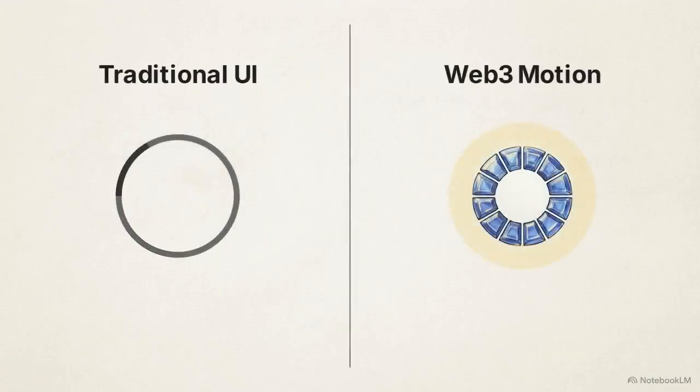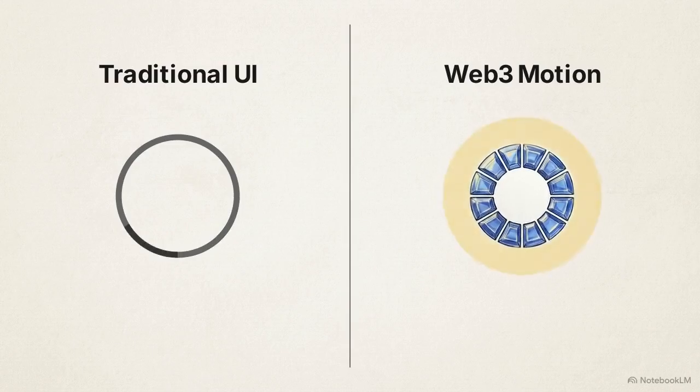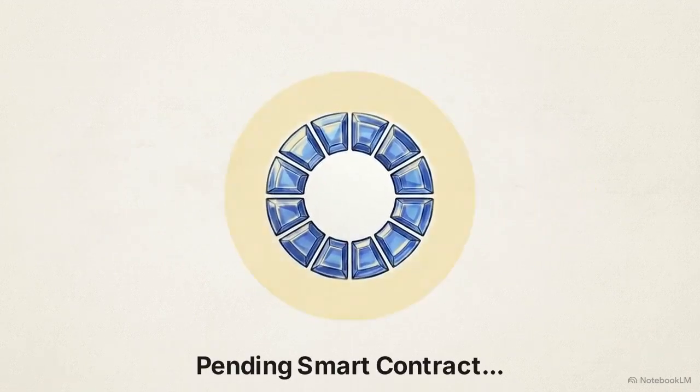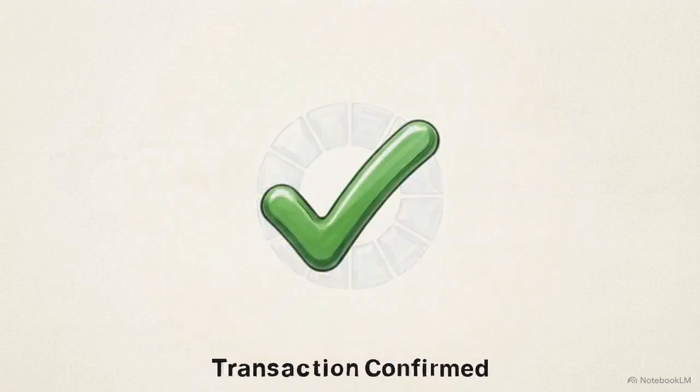This split-screen comparison illustrates the solution. On the left, a traditional spinner offers no feedback. On the right, dynamic motion design holds attention during network delays. Isolating this flow, it visually communicates a pending smart contract state, keeping the user informed rather than anxious.